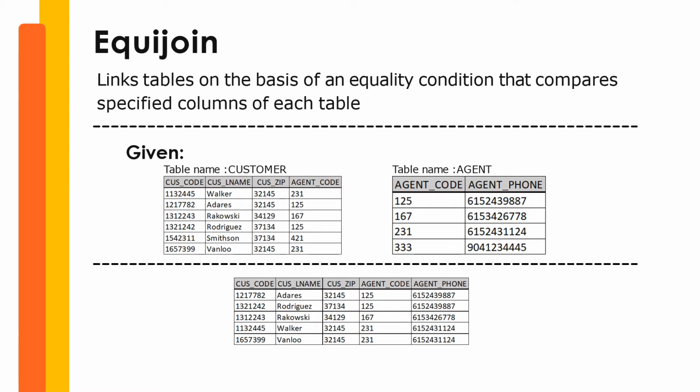Equi-join links tables on the basis of an equality condition that compares specified columns of each table. In our earlier example, if we're going to do equi-join between the customer and agent tables, the resulting table will have all of those matching agent codes, and in the result, it might contain repeated columns. Take note that the columns that you specify in equi-join need not have the same name.